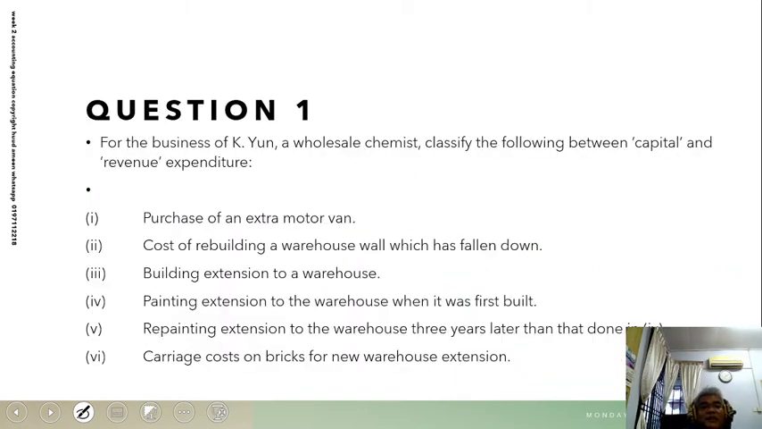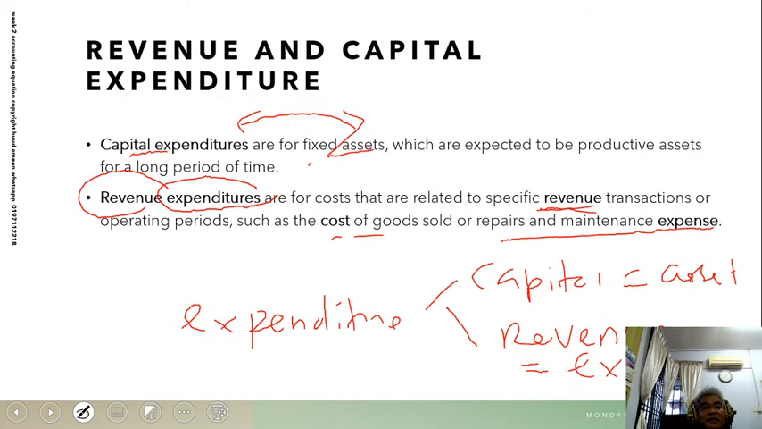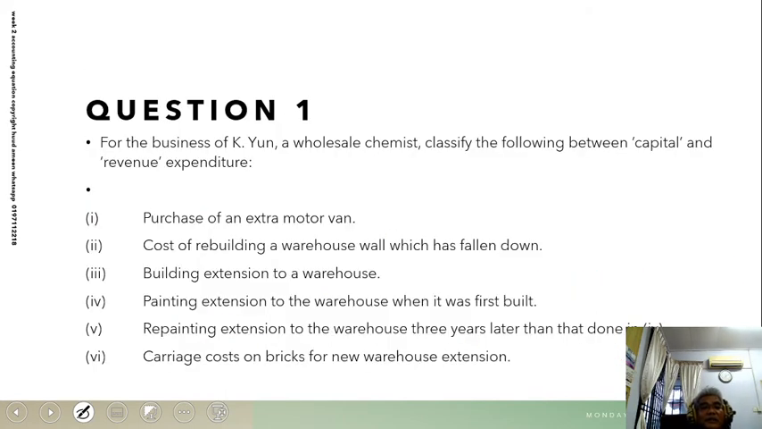Okay, this is the question for revenue and capital expenditure. For the business of Keyun, a wholesale chemist, classify between capital and revenue. So capital is asset. Purchase of an extra motor van. Motor van is asset, so this is capital.